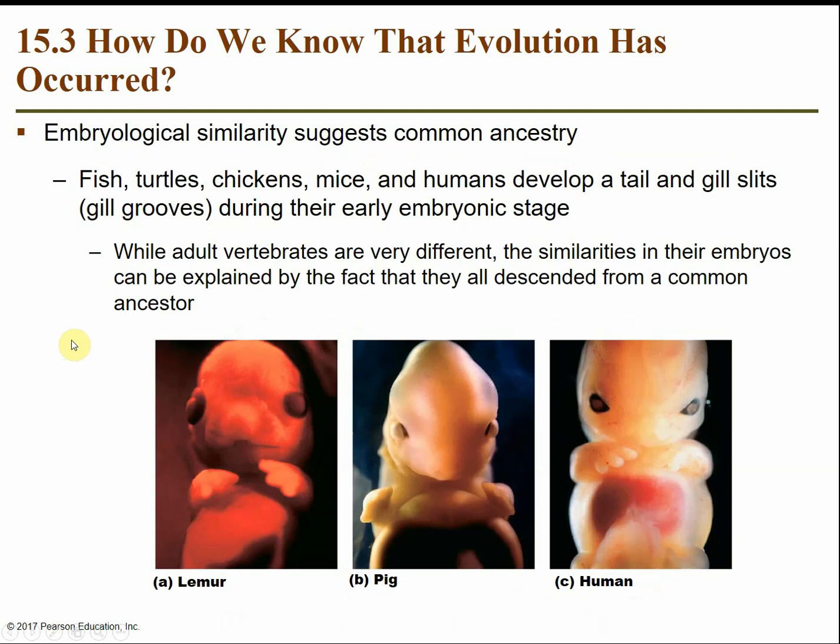So embryological similarity also gives evidence to this shared common ancestry. So pretty much all vertebrates, including fish, turtles, reptiles, birds, mammals, even humans, early in the embryological development develop tails and gill slits or gill grooves during these early developmental stages. So even though the adult form of the organisms are very different, the similarities in these very, very early beginning instructions of the embryos can only be explained by the fact that they all descend and share a common ancestor.